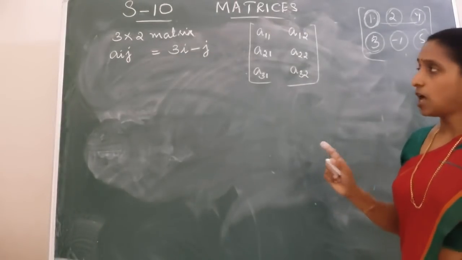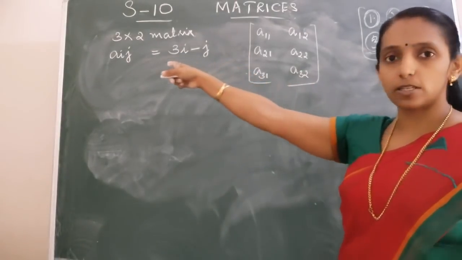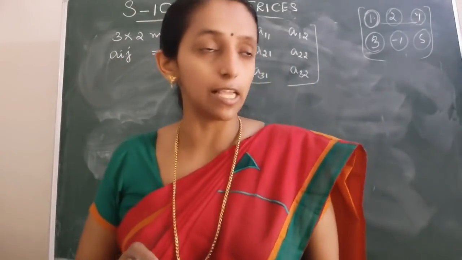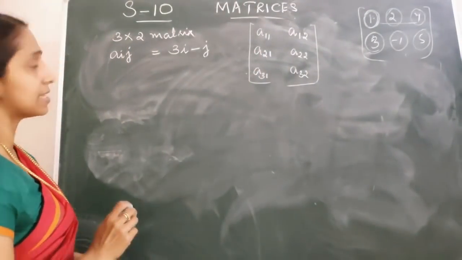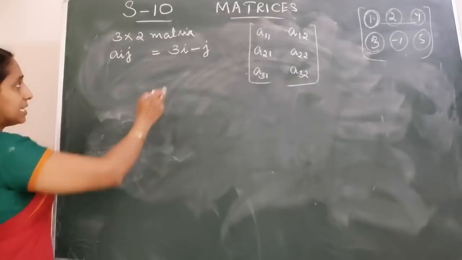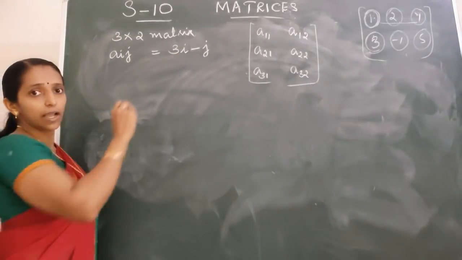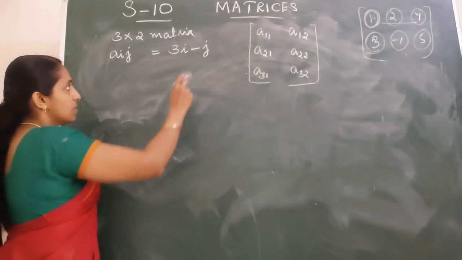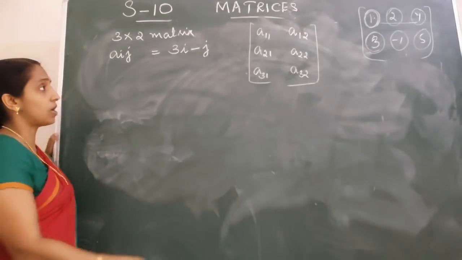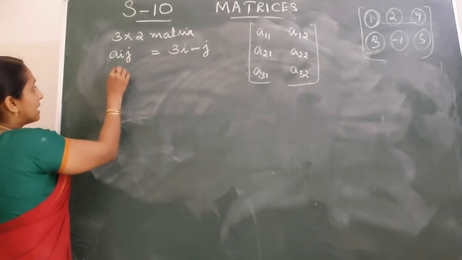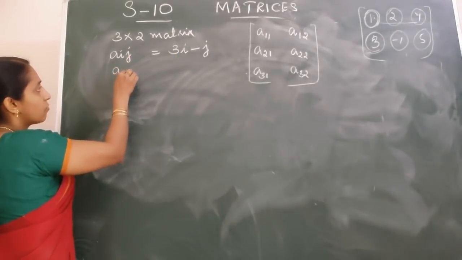General form. After making the general form, substitute it in the condition. Aij is given as 3i minus j. I indicates the row, j indicates the column. So we are going to substitute A11.